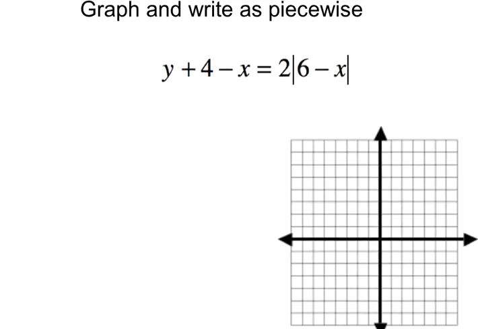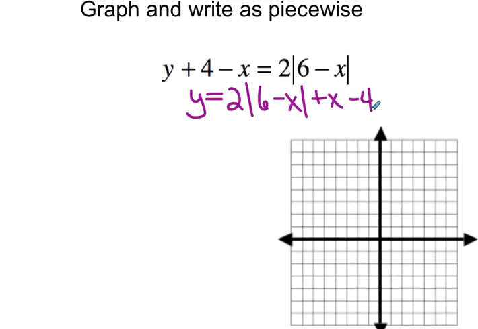All right, so we have y plus 4 minus x. We don't have y by itself, but that's not a problem. We can certainly subtract 4 and add x, and I'm just going to do that. So I'm just going to look at this as y equals 2, absolute value of 6 minus x. Interesting that x comes second. And then plus the x, and then subtracting the 4 off. So that's okay. We can just work with that one.